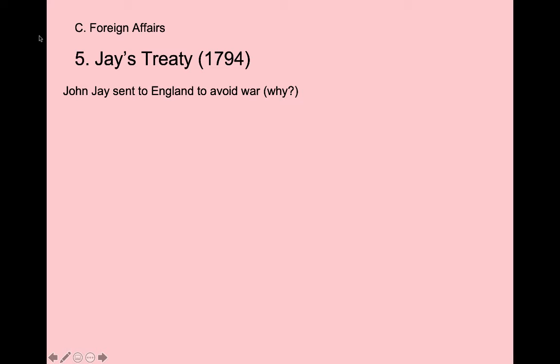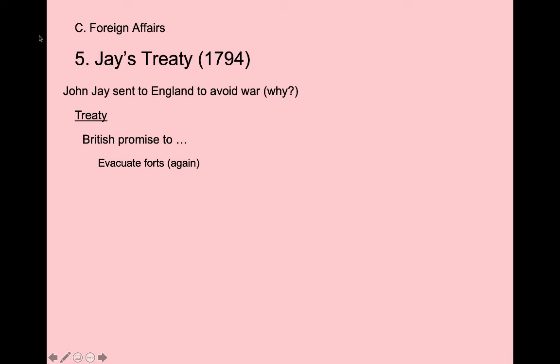So he sends John Jay to England to try to work out some kind of a treaty so that we can stop this march towards war that we have going on with England, because we're not ready. George knows we'll lose it. And so that's why he goes to England, to avoid this war. And he comes back with a treaty.